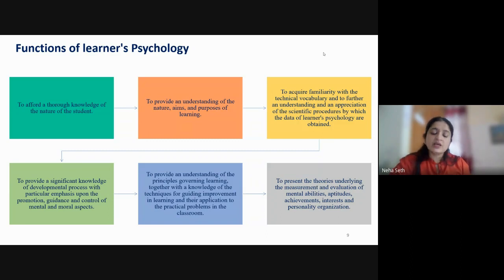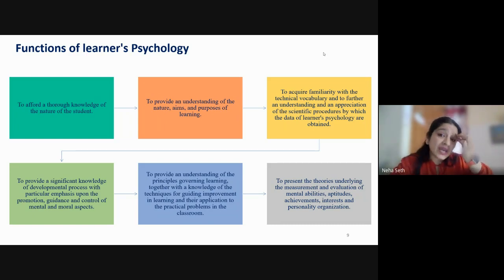So that they can learn best of what we are providing. It also helps us to provide a significant knowledge of the development process with a particular emphasis upon promotion, guidance, and control of mental and moral aspects. As I said, we are not creating machines. We are creating good human beings.